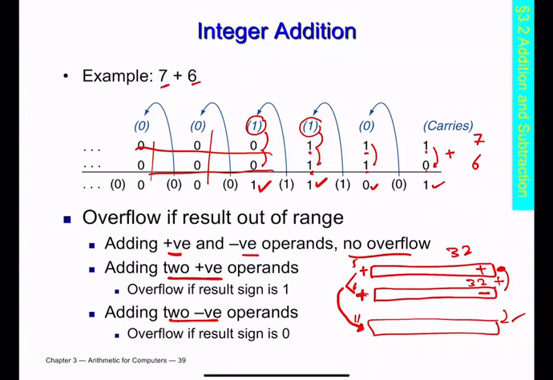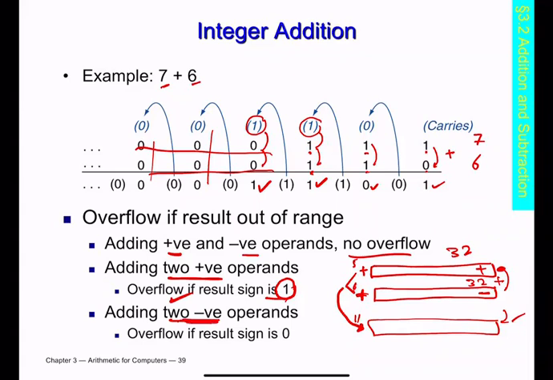But how would I know? If I'm adding 2 positive numbers, I would expect the output to be positive as well. So that means that the sign bit should be 0. So if I find the sign bit is equal to 1, of course, I would understand that there is something wrong and an overflow occurred.